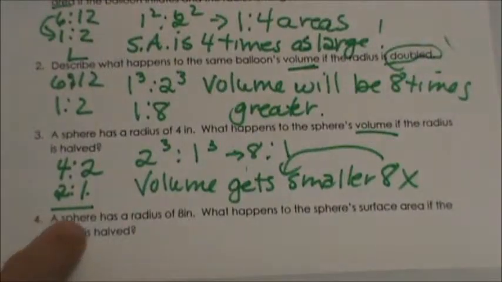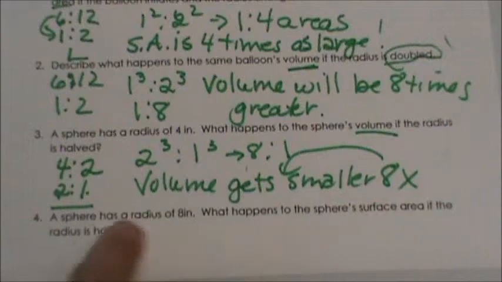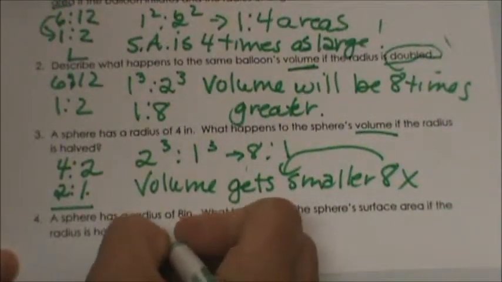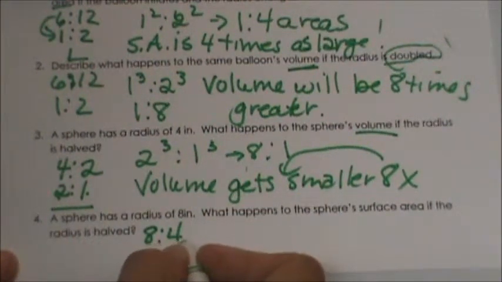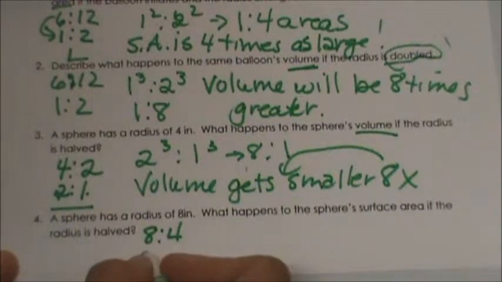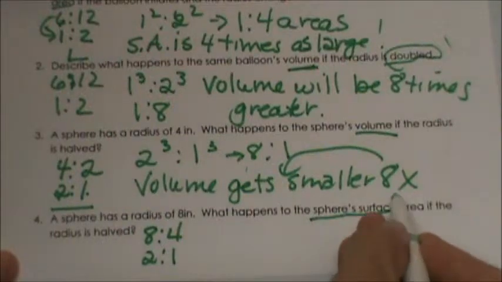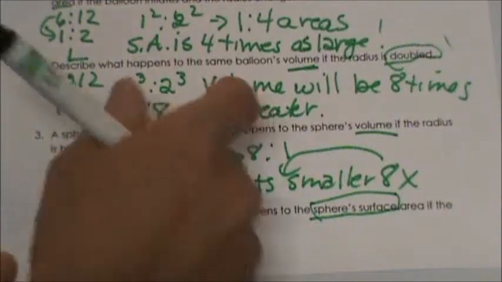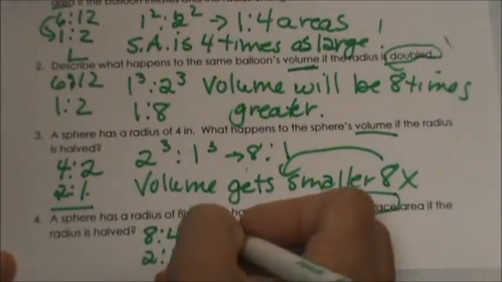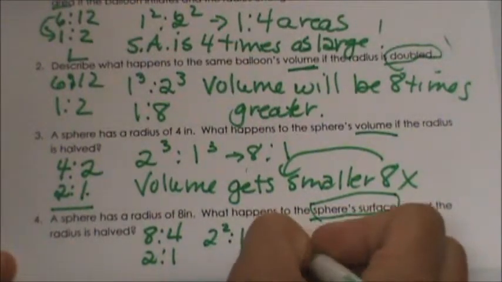Okay, a sphere has a radius of 8. What happens to the sphere's surface area if the radius is halved? Okay, so we have 8, and half of that would be 4. So again, we're going from a large to a small. Let's reduce that ratio. That's going to be a 2-to-1 ratio. What's going to happen to the surface area? Well, surface area is squared, isn't it? It was the one in the middle of the chart. So we're just going to square that. So 2 squared to 1 squared is 4-to-1.